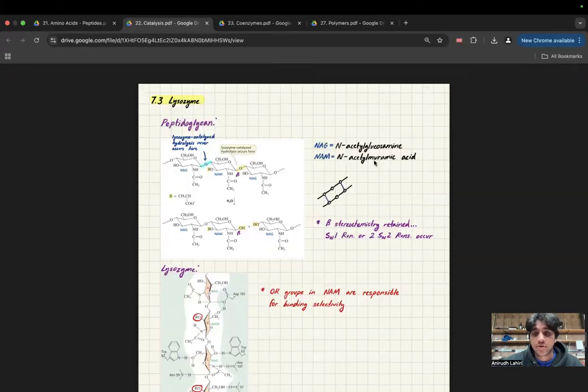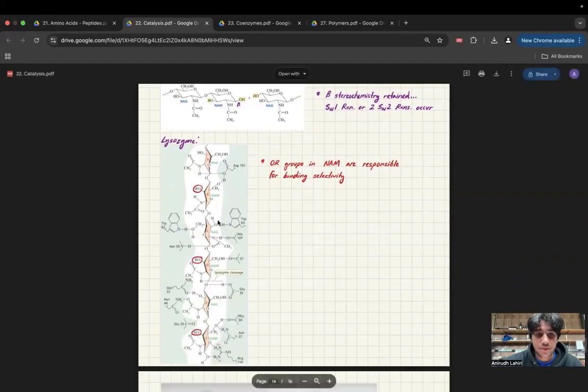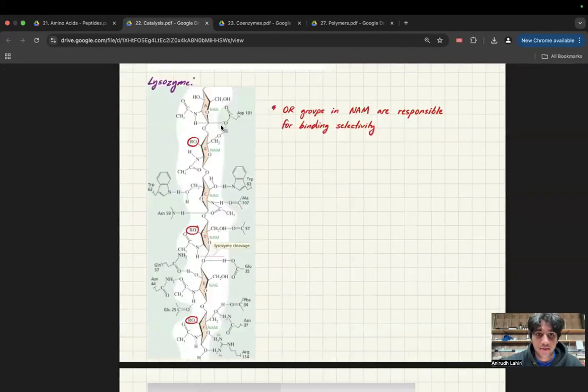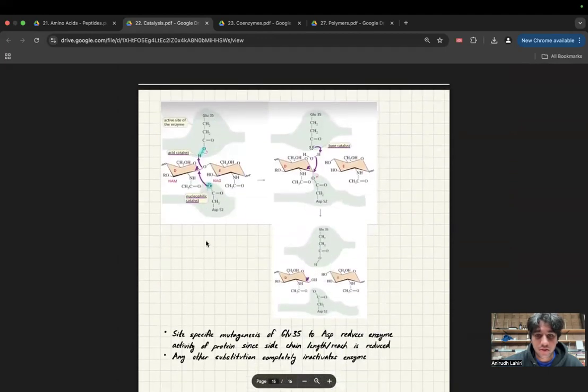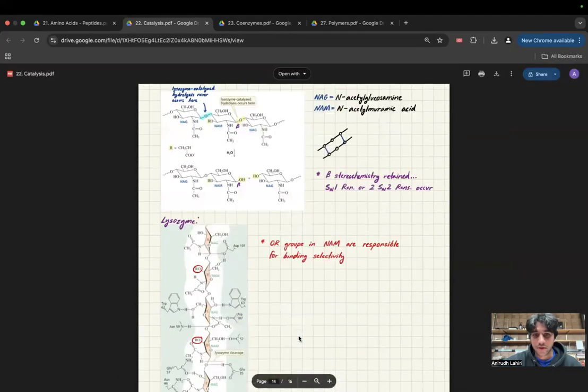N-acetylglucosamine, and NAM is N-acetylmuramic acid. If we look at these structures, there are a lot of NAMs and NAGs involved. This part isn't terribly specific, so I'm not going to spend that much time on it, but it's important to look at. This is an example of site-specific mutagenesis: Glu35 to aspartate, which reduces enzyme activity. Since side chain length and reach is reduced, any other substitution would lead it to be completely inactive. So this is an example of switching out an amino acid to see what the actual difference is.